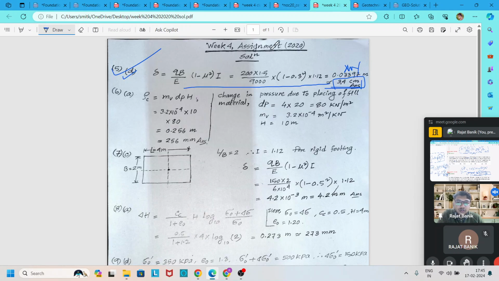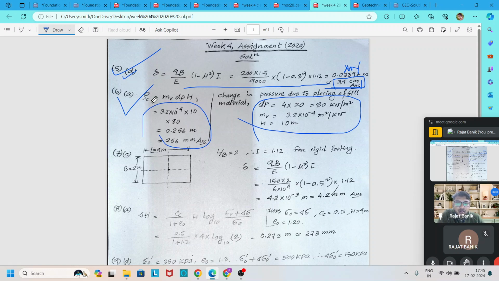I also solved this question here. You see that I first found the pressure dp, then put all these values here and got 256 mm. Remember, our answer will come in meter. After multiplying by 1000, we convert it into millimeter.